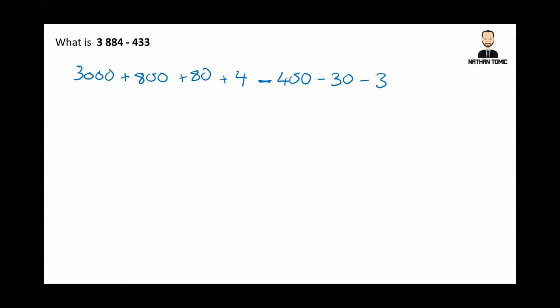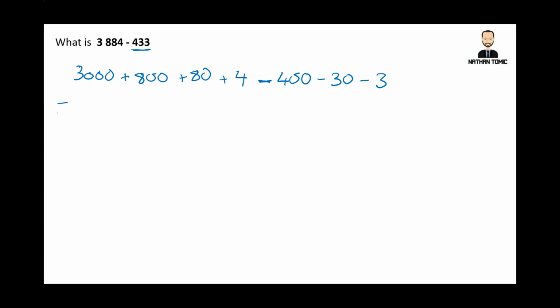Don't forget that each of the place values in the second number are all subtractions. They're all minuses. If you just put a minus in the middle here, you'll have minus 400, but then you'll add 30 and 3 again, and that will cause a big problem with your answer. So here I'm now going to group them again, grouping the different place values together.